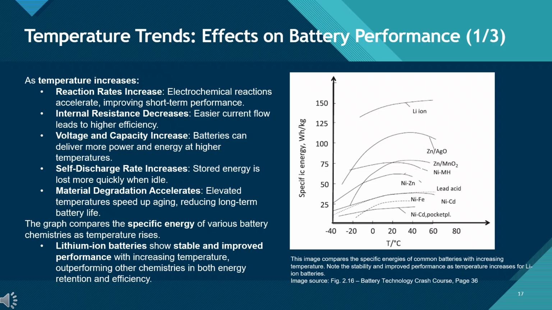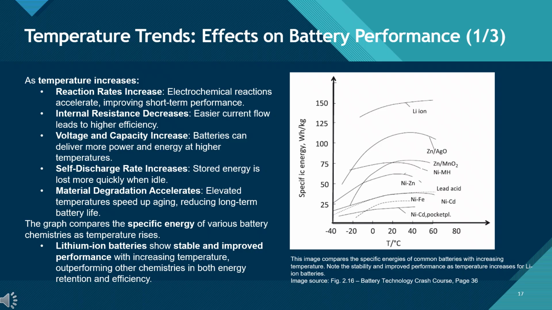Temperature trends and their effects on battery performance. As temperature increases, several significant changes occur in battery behavior. First, the electrochemical reaction rates speed up, which improves performance in the short term. Internal resistance also drops, allowing current to flow more easily, which results in higher voltage and increased capacity.